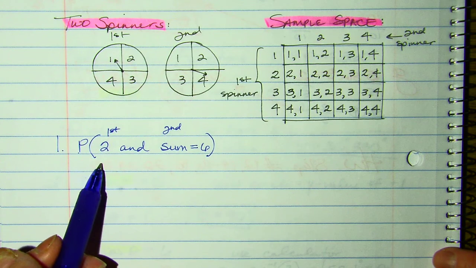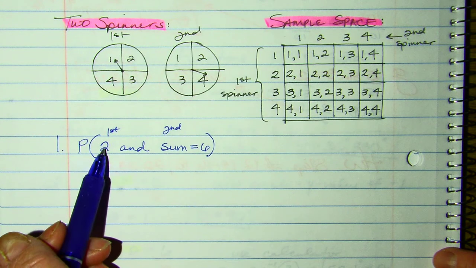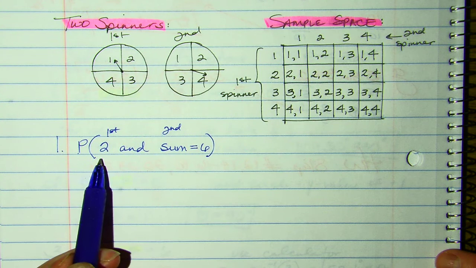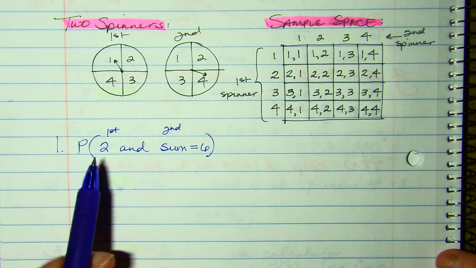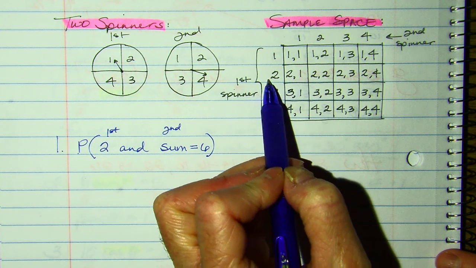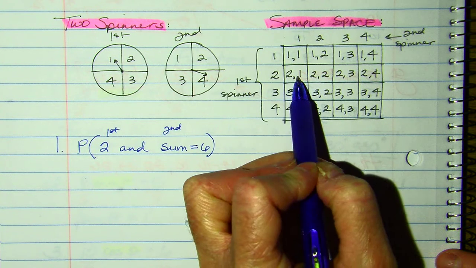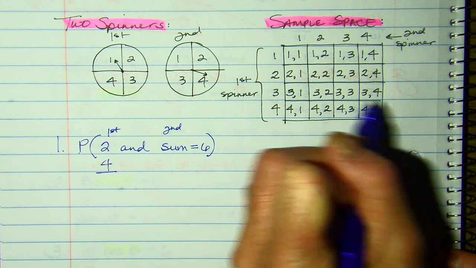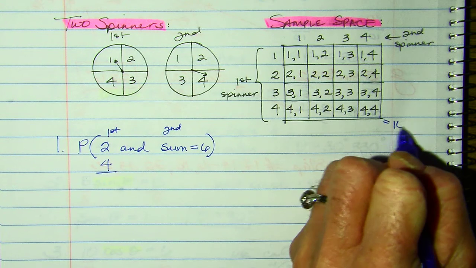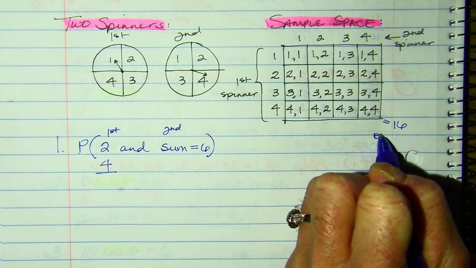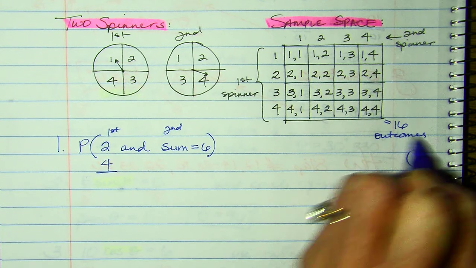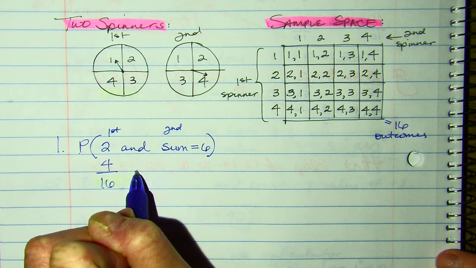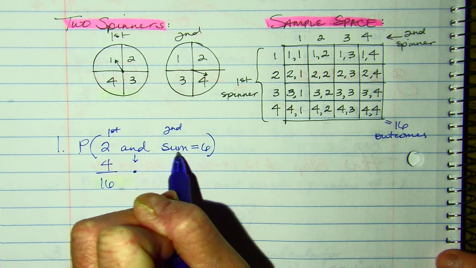First, let's look at how many of these boxes list a 2 first. So spinning a 2, here's the first spinner. There's 1, 2, 3, 4 boxes, out of a total of 16 outcomes. And means I'm multiplying. A sum equal to 6.